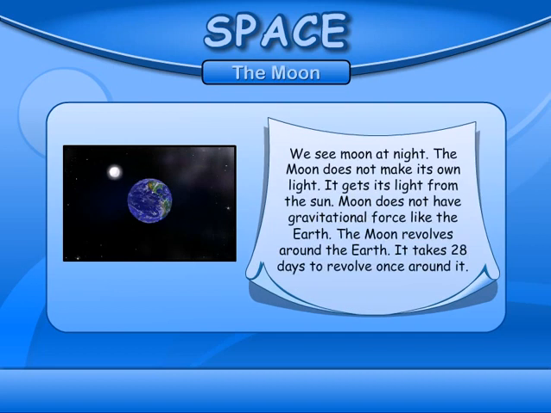The Moon. We see the Moon at night. The Moon does not make its own light. It gets its light from the Sun. The Moon does not have gravitational force like the Earth. The Moon revolves around the Earth. It takes 28 days to revolve once around it.